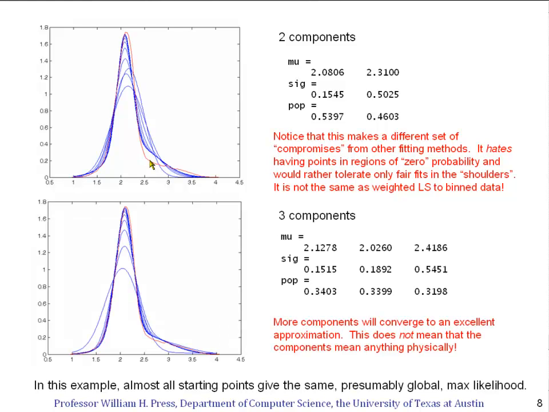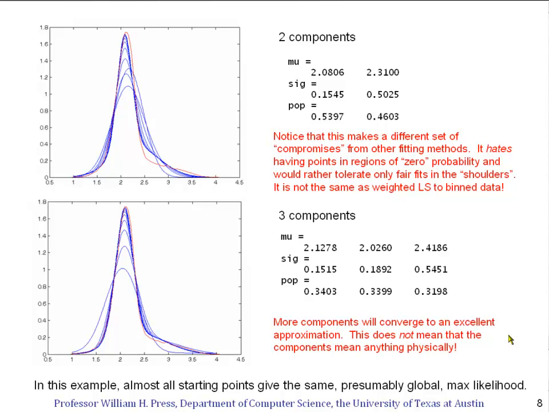The way you get around that is you simply start adding components. So here's exactly the same data fitted now by 3 components, starting here and converging to the peak up here, which now you'll see does a tolerably good job of fitting this tail out here. In fact, more components generally converge to an excellent approximation of the data. However, that doesn't mean that those components are anything physical. That's a mistake people sometimes make.